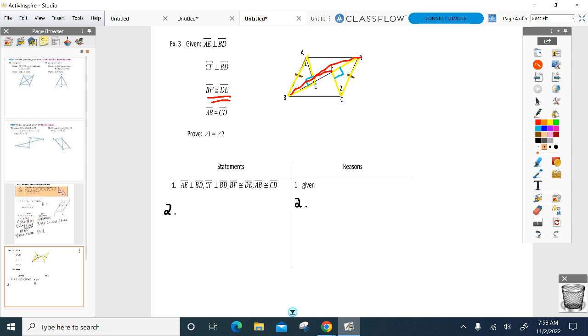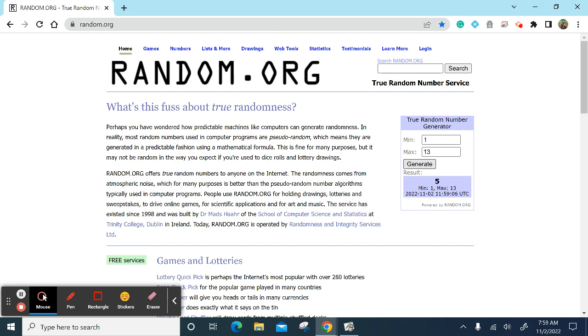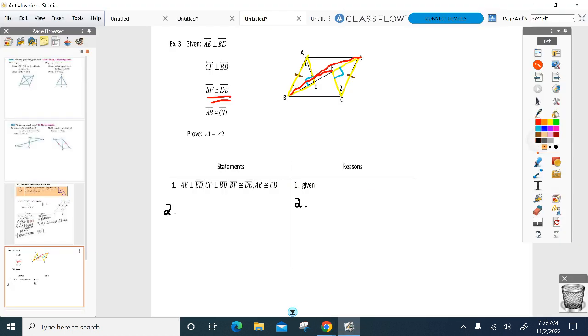All right, but not right now, because how many pairs do you need to subtract? 2. I only gave you BF and DE. Where's that other pair that's going to be involved in subtraction that I can write down first? What am I going to subtract from? EF, EF. Yep, reflexive. And now you can subtract the given and EF. Good job, guys. So BF minus EF equals DE minus EF.